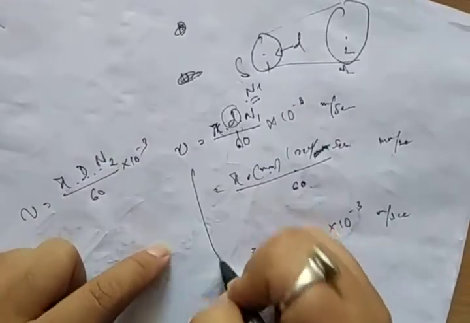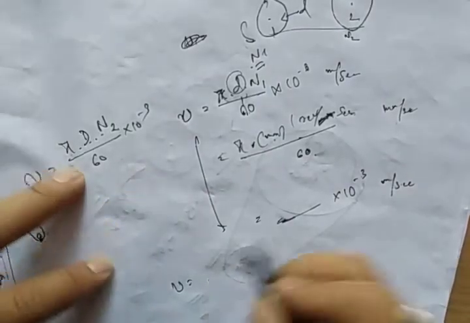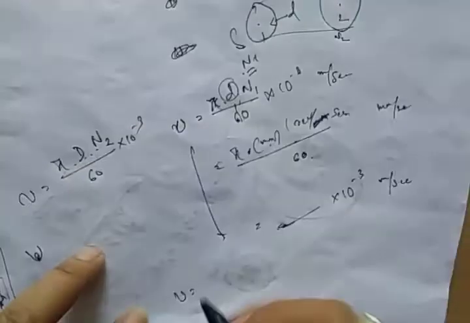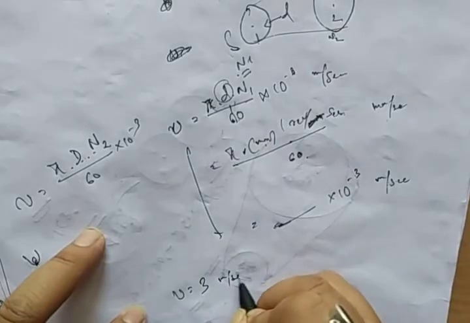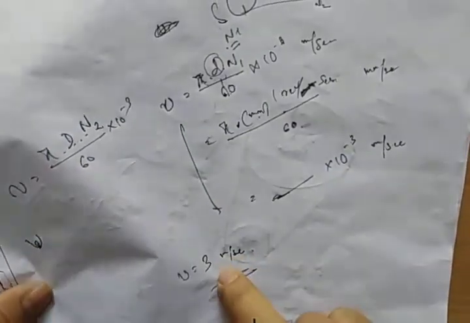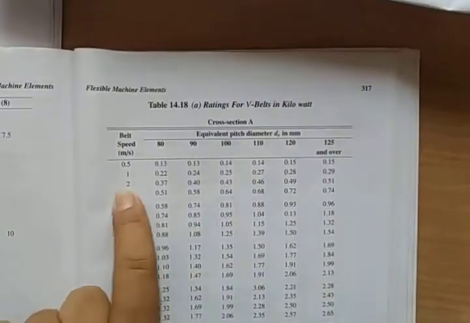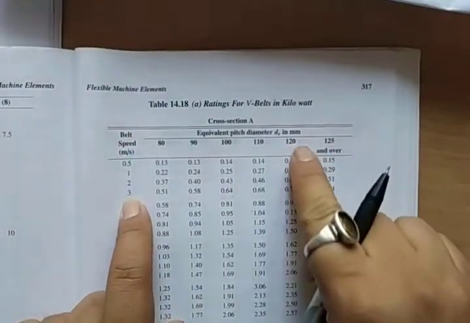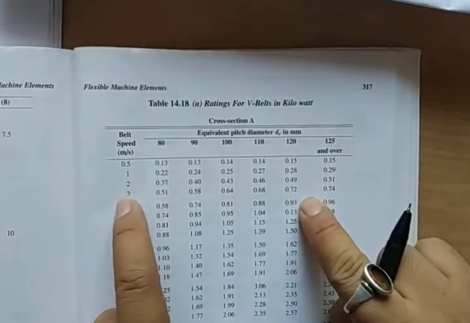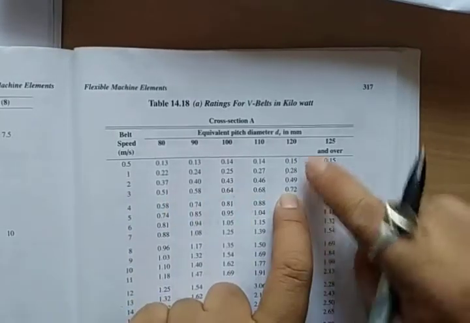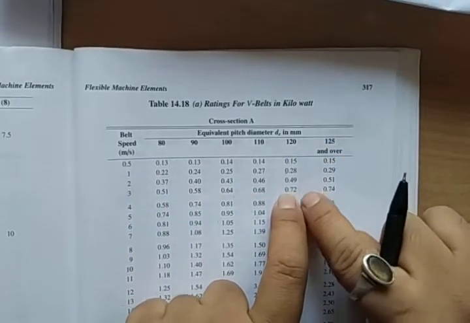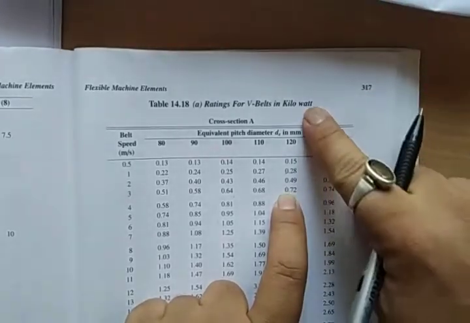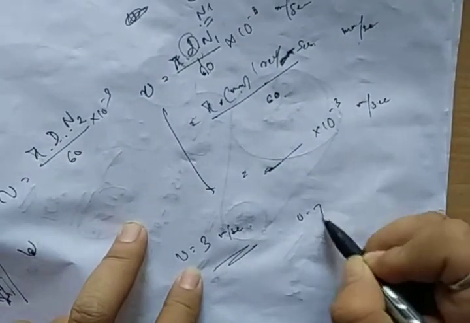Now once you have found this value V, let's say you have got exactly 3 meters per second. So the belt velocity is 3 and your diameter is 120. See, 3 in this row and 120 in this column, so your value will be 0.72 kilowatt. The answer is 0.72 kilowatt.